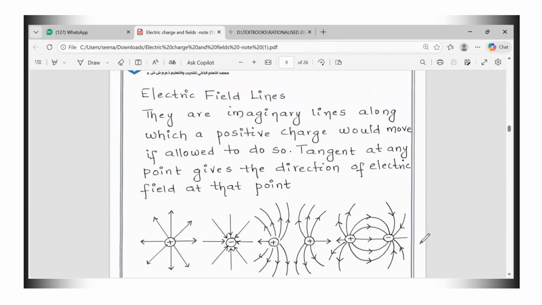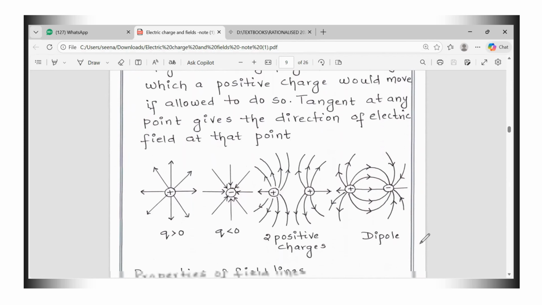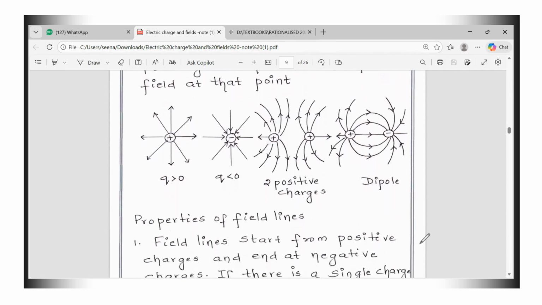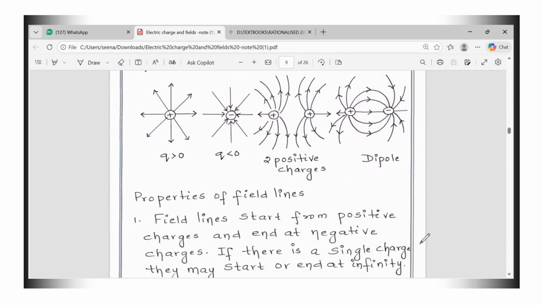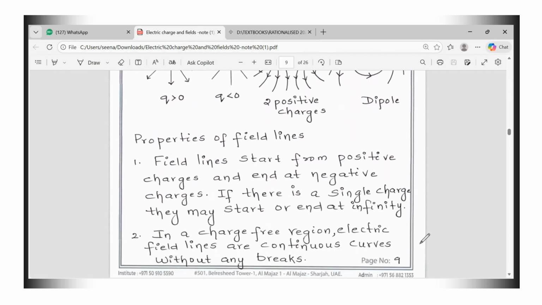Then, electric field lines are imaginary lines along which a positive charge would move if it is allowed to do so. And the tangent at any point will give you the direction of the electric field. These are the common field line representations. If it is a positive charge, it will be moving away from it. If it is a negative charge, all the field lines will come towards it. And this is two positive charges, they repel. A dipole, it will attract. Dipole is a combination of a positive and negative charge kept at a short distance.